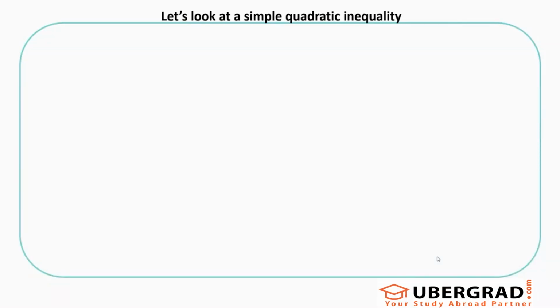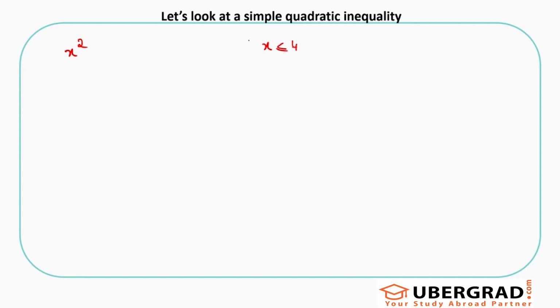So let's first look at a simple quadratic inequality so that you understand what that is. Quadratic equations we've already seen. Quadratic inequalities are inequalities with polynomials which have a highest power of 2. Basically something like this. All along we have seen something like x is less than or equal to 4. Let's say something like this.